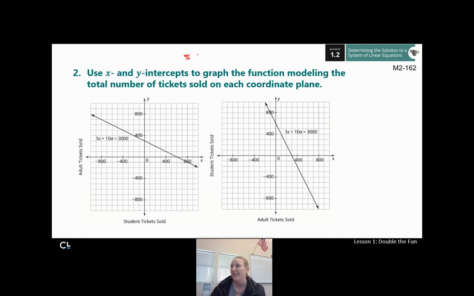This guy, right? S plus A equals 450. Remember how last time we plugged in the zeros to figure out what our intercepts were? I would like you to do the same thing here. I'd like you to plug in zeros, find your x-intercepts, find your y-intercepts, and put them on both graphs. So pay attention whether it's student tickets or adult tickets, okay? Go ahead and hit pause, see if you can work this out, and then hit play when you're ready to check your work.